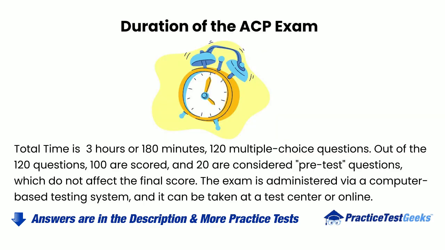Duration of the ACP exam. Total time is 3 hours or 180 minutes, 120 multiple choice questions. Out of the 120 questions, 100 are scored, and 20 are considered pre-test questions, which do not affect the final score. The exam is administered via a computer-based testing system, and it can be taken at a test center or online.